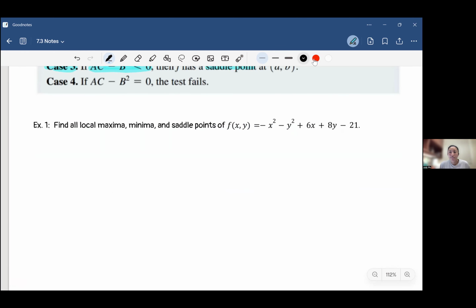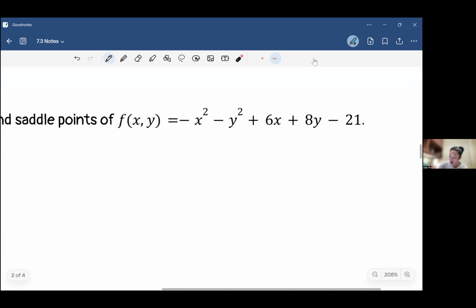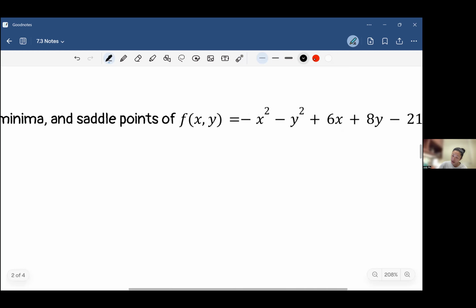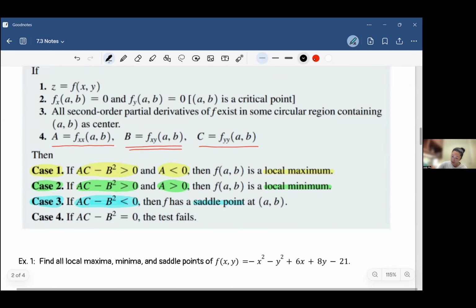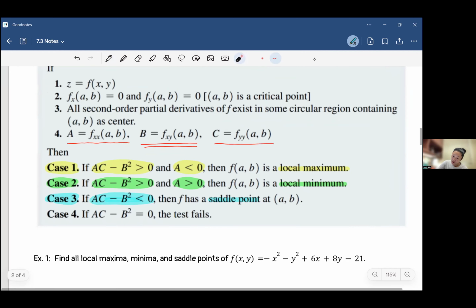The directions say find all local maxima, minima, and saddle points of this multivariable function. So we've got f(x,y) equals negative x squared minus y squared plus 6x plus 8y minus 21. Now, what do those steps say? Let's go back and read those a little bit carefully. So we have a function. That's good. We already have that.